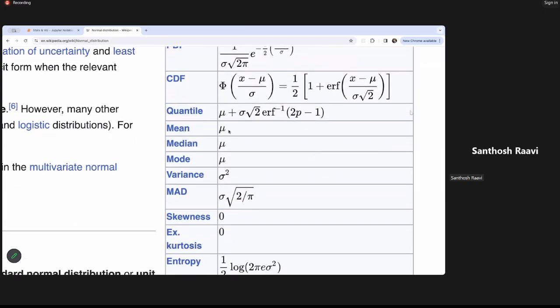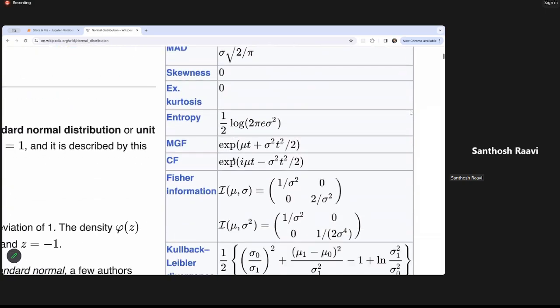So mean, median, and mode should be the same. If they are the same, then it is called a perfect or standard normal distribution. If the mean value, median value, and mode value, all three are the same, then it is called a perfect normal distribution.